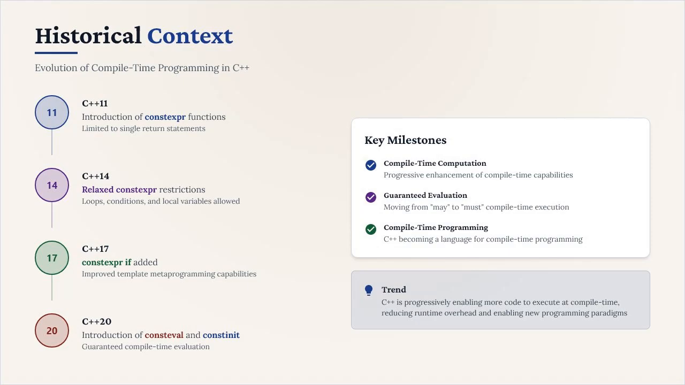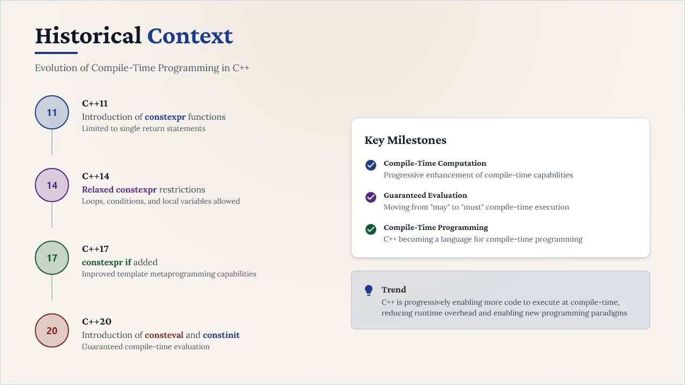To understand consteval, it's helpful to look at the historical evolution of compile time programming in C++ in more detail. C++11 introduced constexpr, but with significant limitations. Constexpr functions could only contain a single return statement. This meant that many computations couldn't be expressed as constexpr functions, limiting their usefulness. C++14 relaxed these restrictions, allowing loops, conditions, and local variables in constexpr functions. This dramatically expanded the range of computations that could be performed at compile time, making constexpr much more useful in practice.